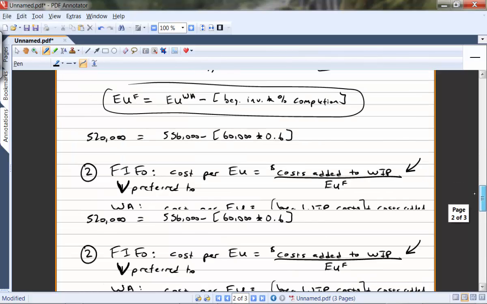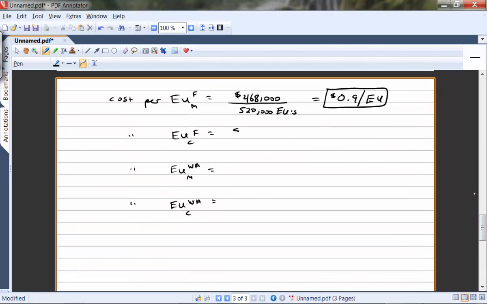Equivalent units for conversion under FIFO. So 357,000 divided by 510,000 equivalent units equals, I believe if you do this, it's 0.7.